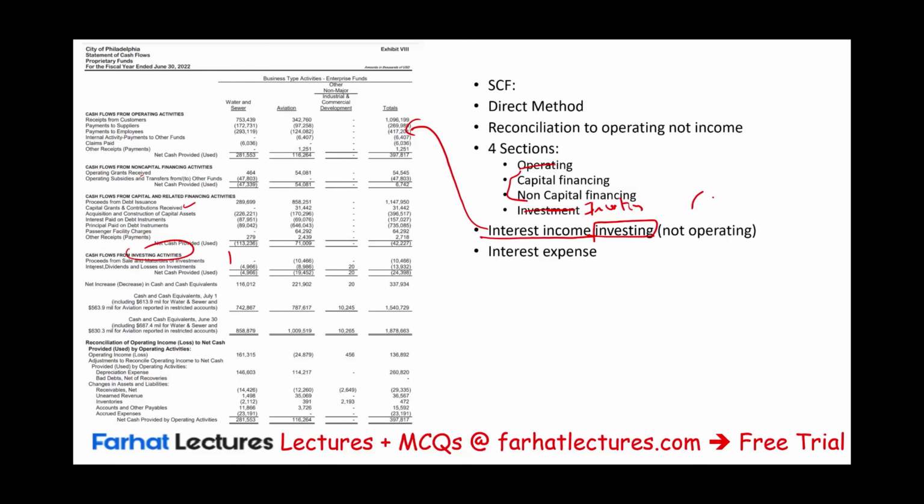We also have interest expenses. Same concept. It's not operating. For interest expense, we could have 2 types, capital related or financing and non-capital related and financing. So interest expense could be in 2 different places, but not operating. It's not operating because this is not GAAP. Make sure you're aware of this.